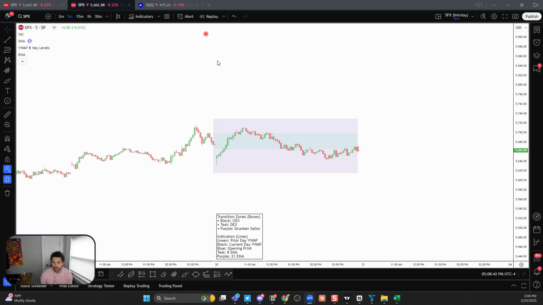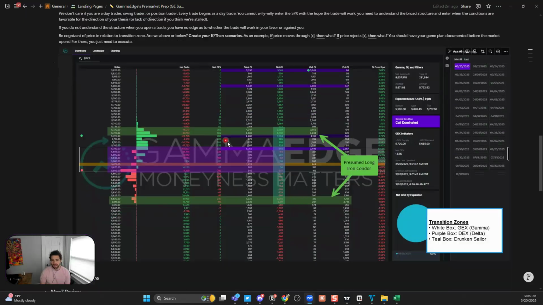So now getting into the chart itself. Just kidding, need to review the SPX 0DTE structure real quick. Here we have our DEX and our GEX transition zones highlighted in the purple, and then in the teal is our drunken sailor range. And there's actually a long iron condor present in the structure today that we wanted to note here. This defined the upper and the lower part of our drunken sailor range.